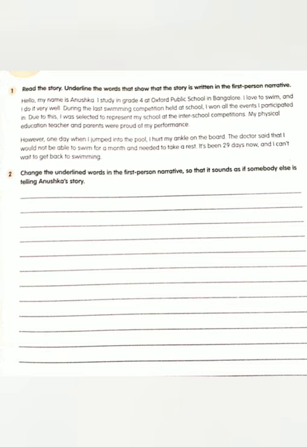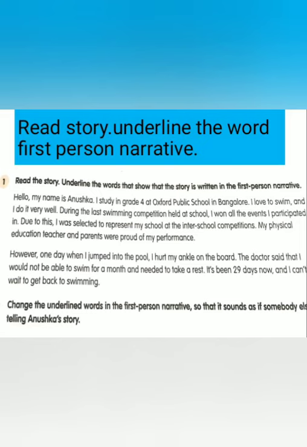Now open your Volume 1, page number 27. Let's complete it. Read the story and underline the words that show that the story is written in the first person narrative. Hello, my name is Anushka. I study in grade 4 at Oxford Public School in Bangalore. I love to swim. I do it very well.